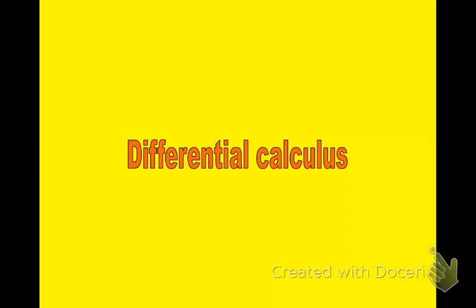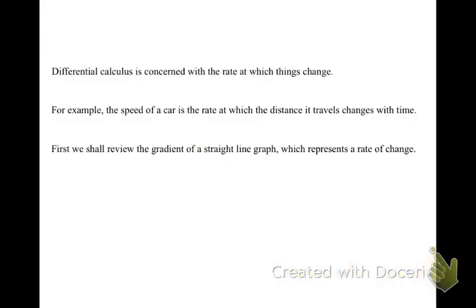Today we are talking about differential calculus. Differential calculus is the rate of change, the rate at which things change. So, for example, the speed of a car is the rate at which the distance it travels changes with time. So first we're going to look at the gradient of a straight line and how that works with rate of change, and then we'll look at the gradient of a curved line with respect to rate of change.